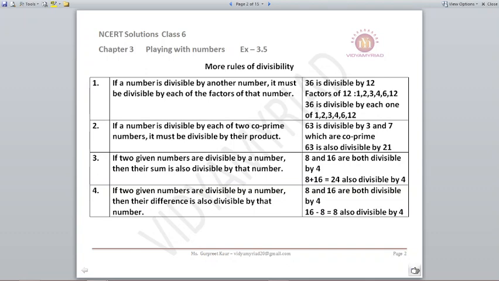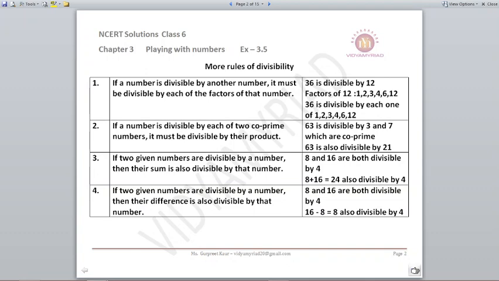Okay. Next rule is, if a number is divisible by each of two co-prime numbers, it must be divisible by their product also. Now what are co-prime numbers? Numbers which have only one as a common factor. If we see, for an example, 63, it is divisible by 3 and it is divisible by 7. 3 and 7 are co-prime numbers, and 7 3s is 21. So 63 is also divisible by 21.